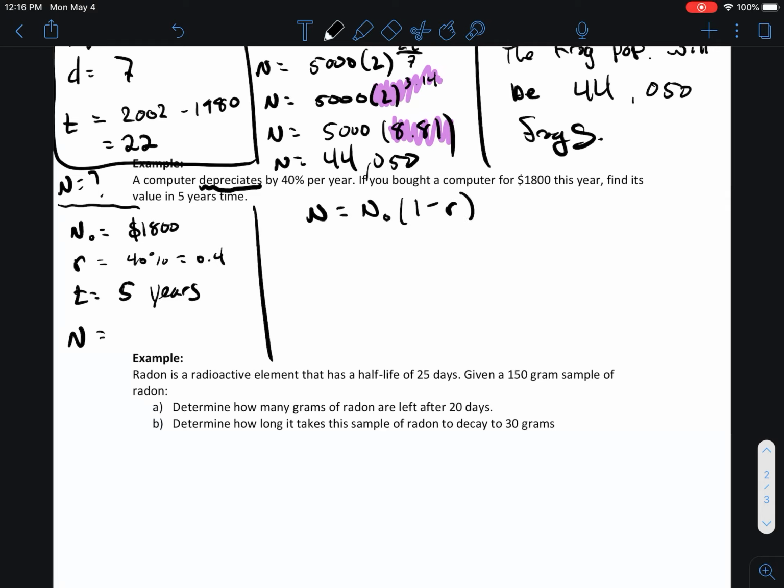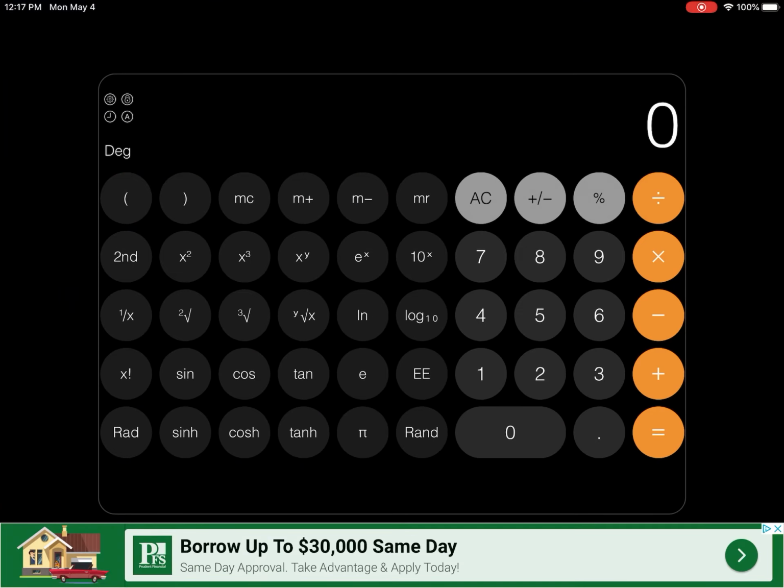So I can go down here and I'm going to write out that equation. So N is equal to N naught multiplied by 1 minus r this time to the power of t. I'm just going to fill in the information. So N is equal to, N naught is 1,800 multiplied by 1 minus 0.4 to the power of 5. N is equal to 1,800 multiplied by 0.6 to the power of 5. Now I can go back to my calculator and do the math on that.